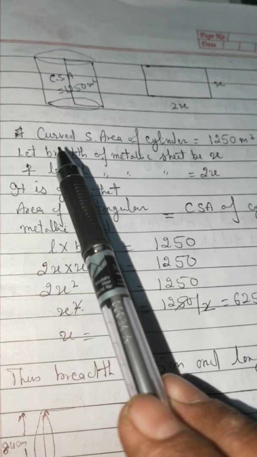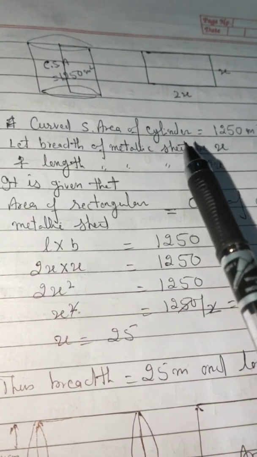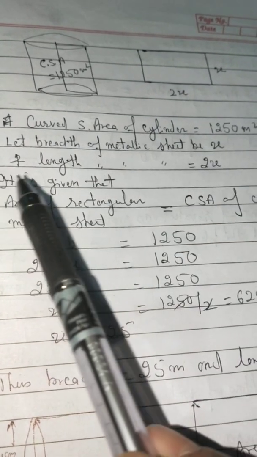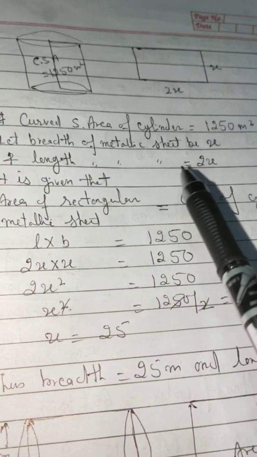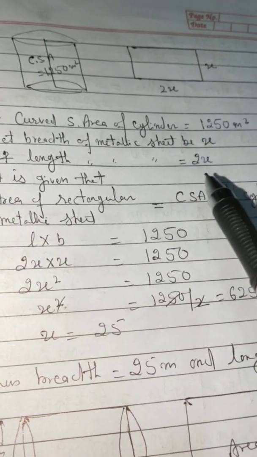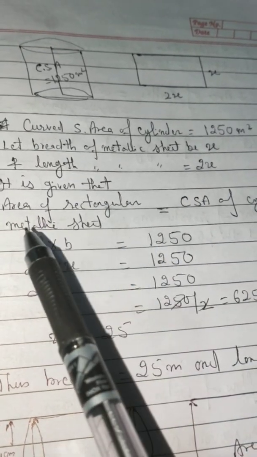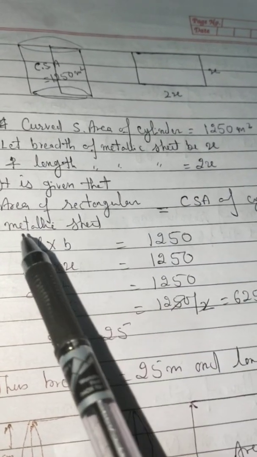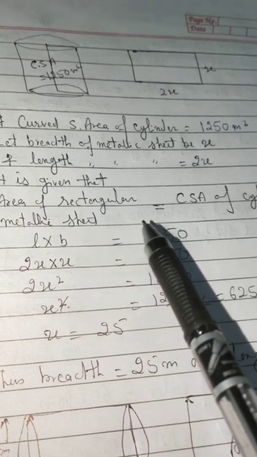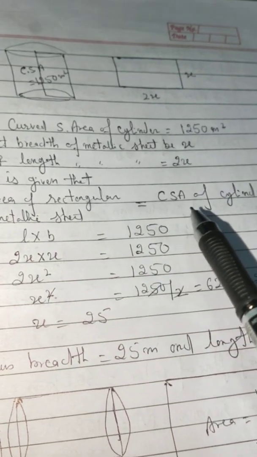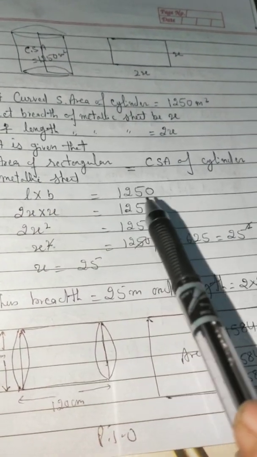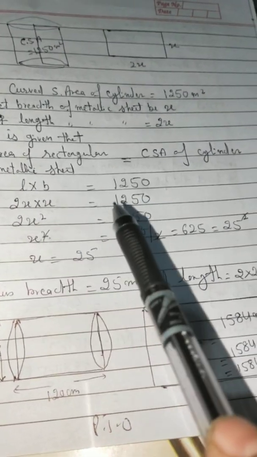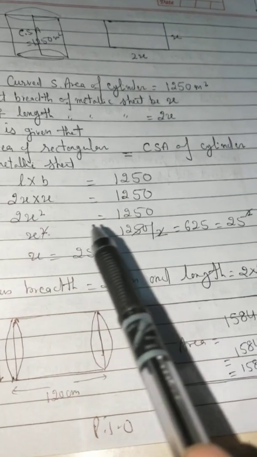So what is given? Curved surface area of a cylinder is equal to 1250 square meter. Let the breadth of the metallic sheet be x and length is equal to 2 times the breadth, that is 2x. It is given that the area of the rectangular metallic sheet is equal to the curved surface area of the cylinder. So what is the area of the rectangular metallic sheet? L into B, 1250. 2x into x is equal to 1250.